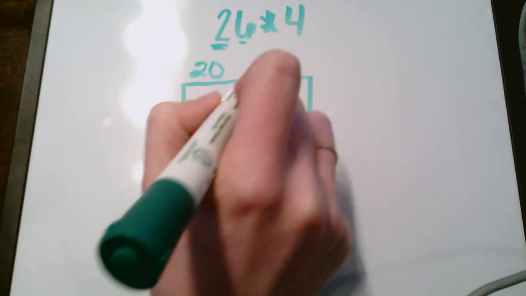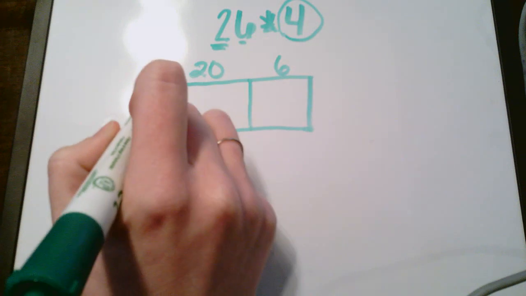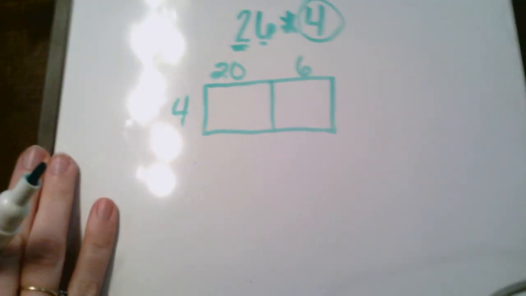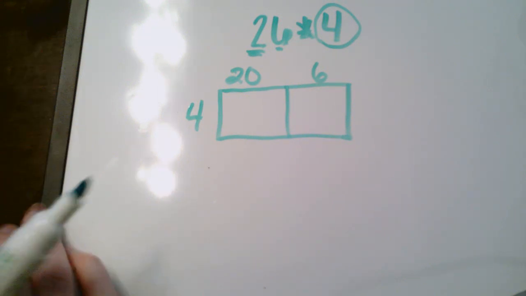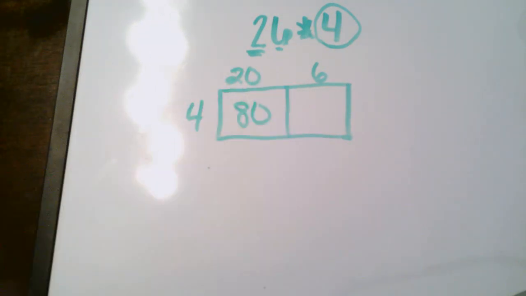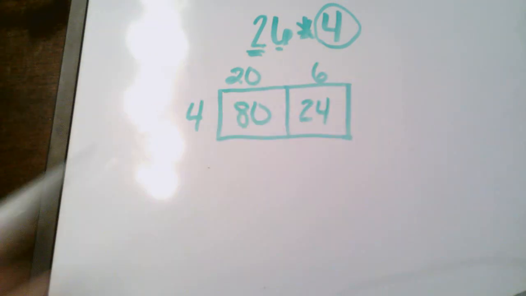So the 2 is worth 20. The 6 is the ones. And both of those numbers are being multiplied by the 4, so it goes on the other side. Then I fill in the boxes. 4 times 20 is 80. 4 times 6 is 24.